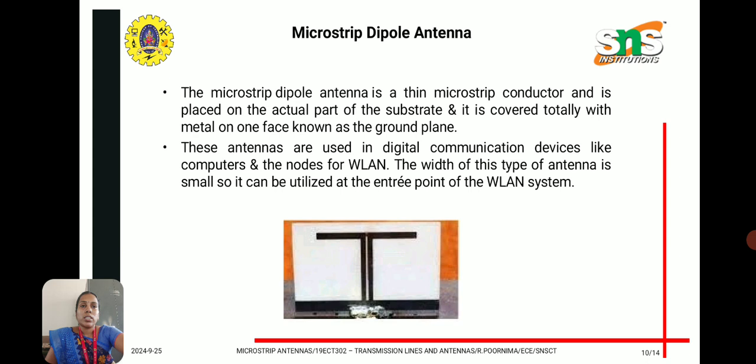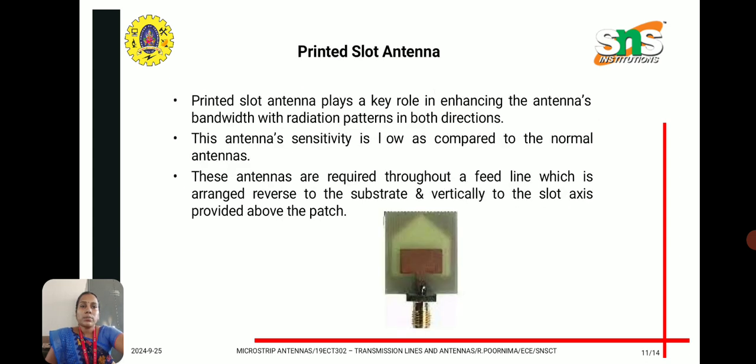A microstrip dipole antenna is a thin microstrip conductor placed on the actual part of the substrate, and it is covered totally with a metal on one face known as the ground plane. These antennas are used in digital communication devices like computers and the nodes for wireless LAN. The width of this type of antenna is small, so it can be utilized at the entry point of the wireless LAN system. Next, a printed slot antenna plays a key role in enhancing the antenna's bandwidth with radiation patterns in both directions. The sensitivity is low as compared to normal antennas.